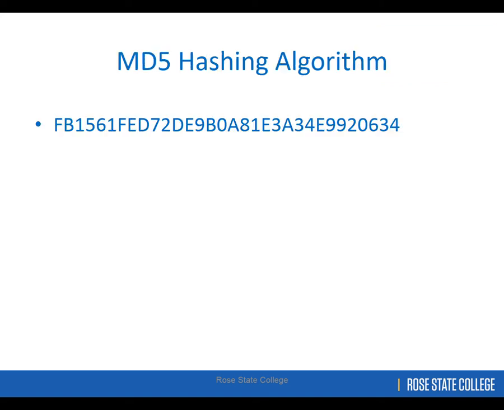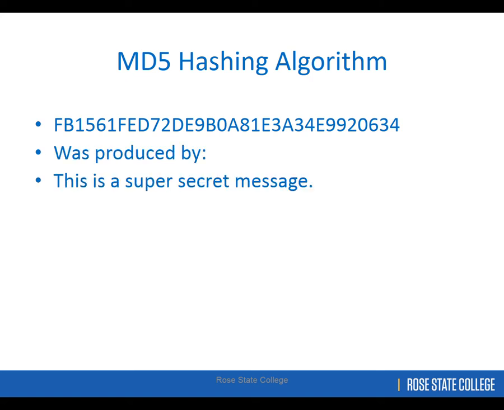Here's what MD5 looks like. I took the message, this is a super secret message, ran it through an MD5 hashing algorithm, and got that hash at the top. Now, should any other message produce that same hash? We would hope not. If it did, it would be called a collision. That's a bad thing. Can you imagine if two different keys opened your car in the parking lot? It has happened, Piper. It has happened.